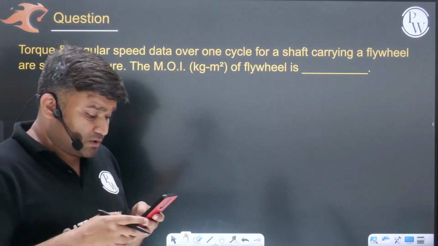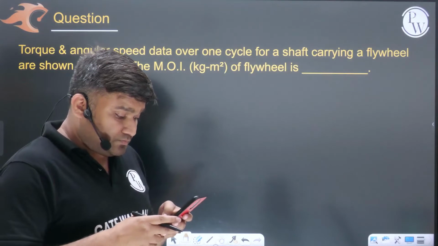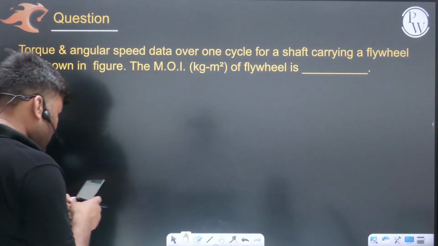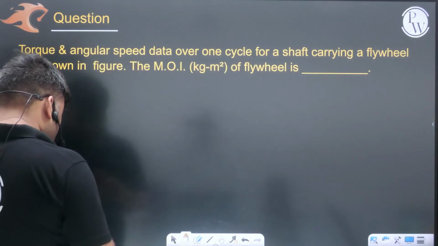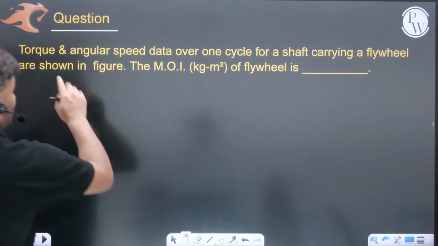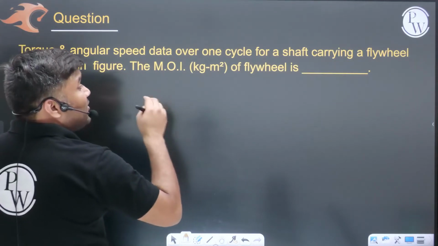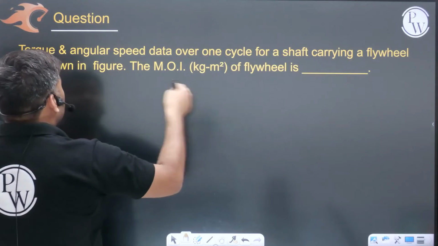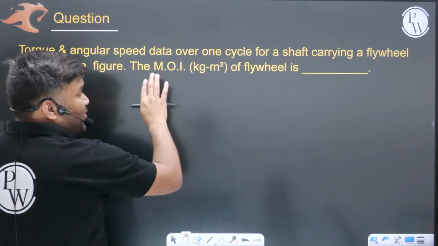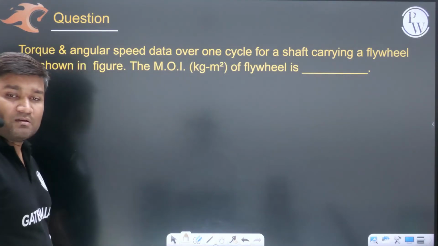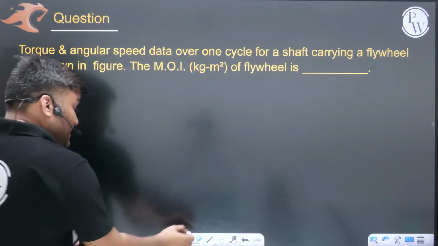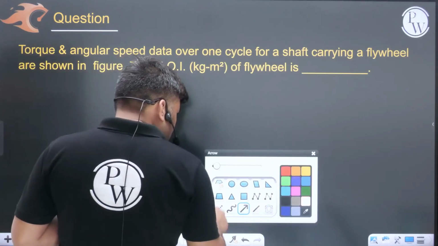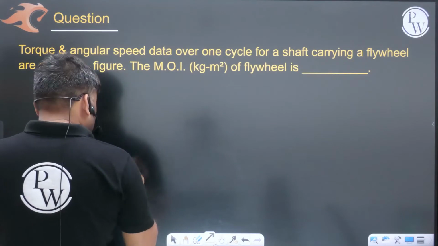And let me draw the question. Question में they are saying: torque and angular speed data over one cycle for a shaft carrying a flywheel are shown in the figure. Moment of inertia of the flywheel बताओ how much will it be? And the diagram which they have given is, diagram क्या दे रखा है?